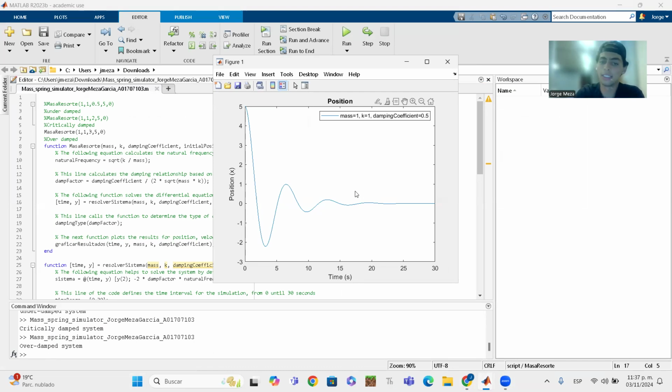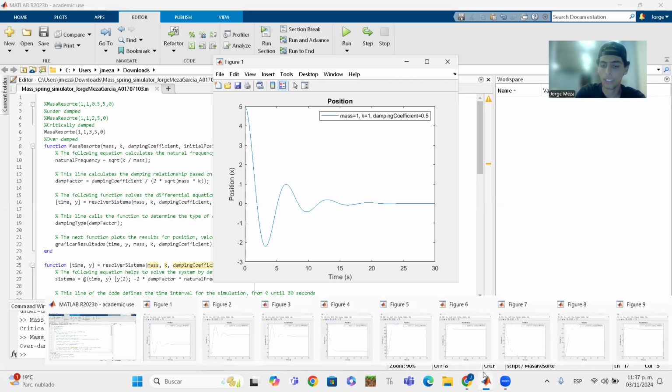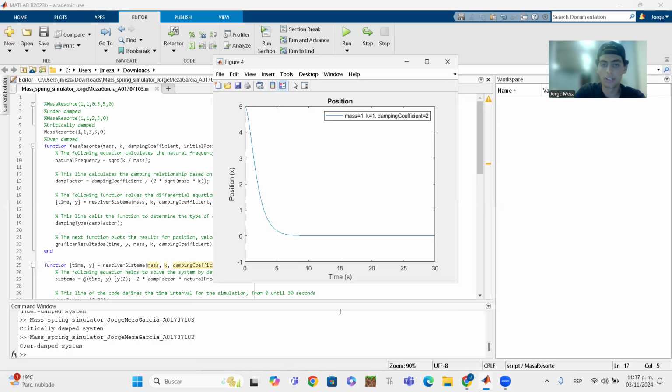Here we can see that the system oscillates before returning to equilibrium, and it exhibits oscillatory behavior because the damping isn't strong enough to prevent oscillations. Then we have the next example, which is the critically damped system. The system returns as quickly as possible without oscillating. This level of damping removes oscillations but ensures the fastest return to equilibrium without overshooting.